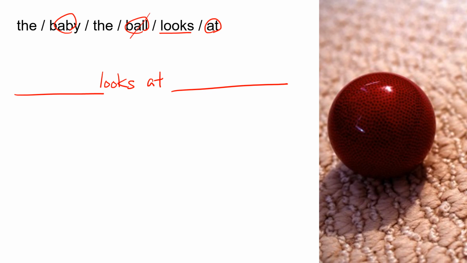Number two: "The baby the ball looks at." There are 6 words, and then we have the verb here, looks. And when you use look, you always need to use it with at. Looks at something. Something looks at something. And then ball can be the subject, baby can be the subject, but ball cannot look at something, correct? So baby looks at something, the ball.